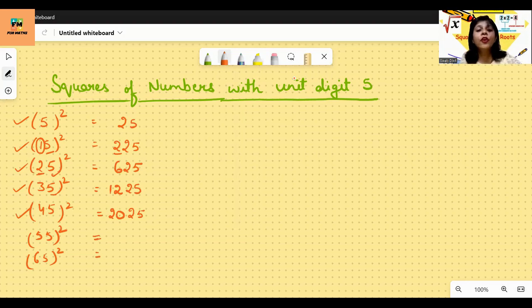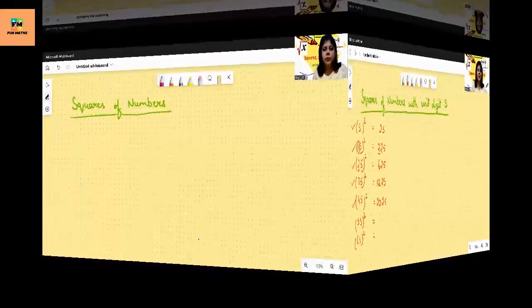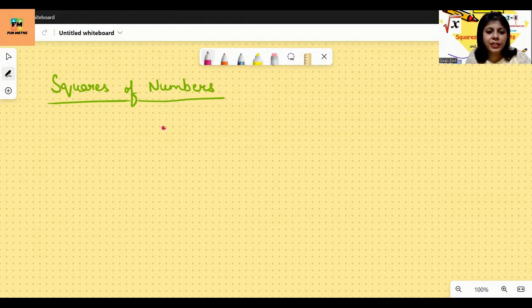Now we are going to move on to the next type. How can we find the square of any number? Any number. All right. So let's see. Let's take the first number. I'm going to take the number 23. Let's find the square of 23. How can we find the square of 23?